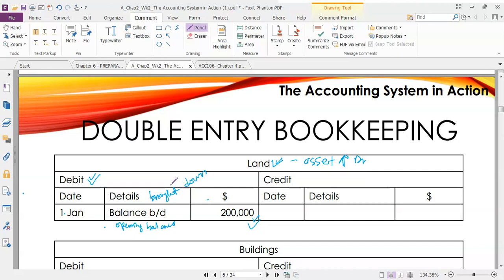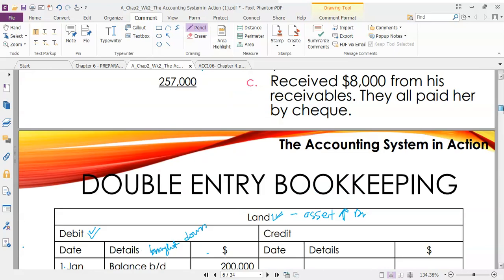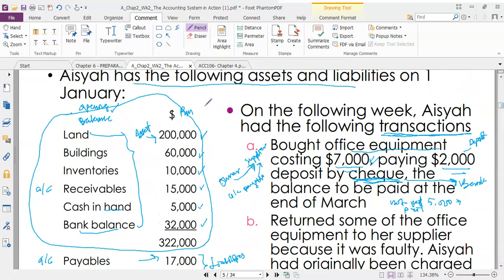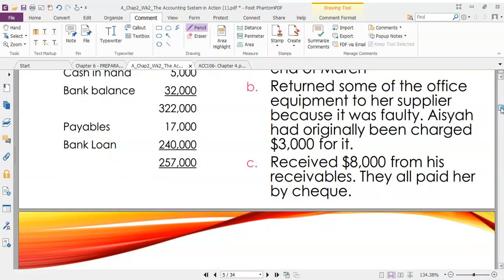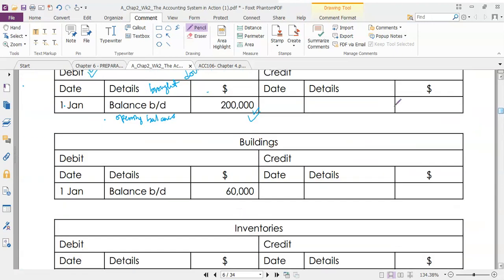Alright. Okay, so kita tengok pula items yang kedua. After land adalah buildings, right? Okay, building kita ada opening balance juga. Kita ada balance brought down juga. Balance BD 60,000. Okay, mana kita nak letak? Kita kena buka buildings account. Here, the title is buildings account. So 60,000 kita letak dekat debit side juga.